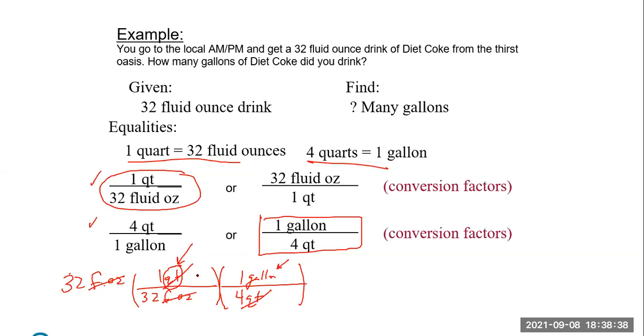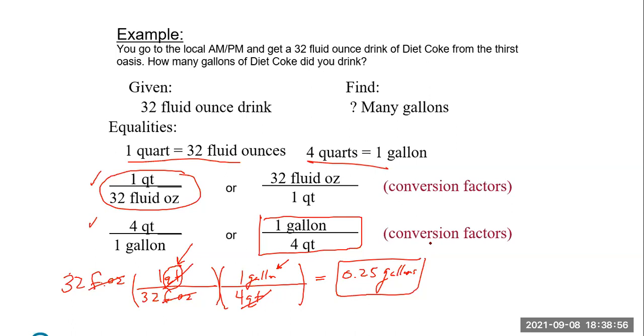Here we're going to take 32 times 1, hit equals. Divided by 32, I would hit equals. Divided by 4 and then hit equals. And you do end up with 0.25 gallons as your answer.